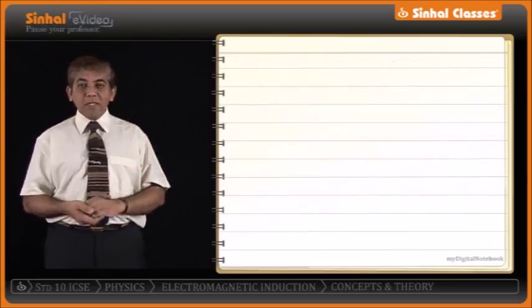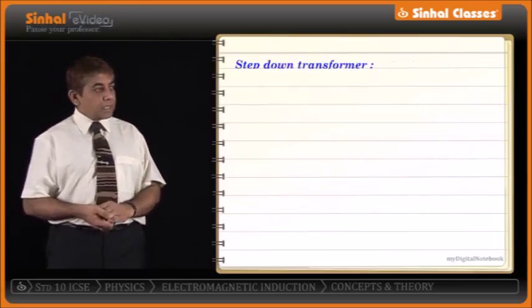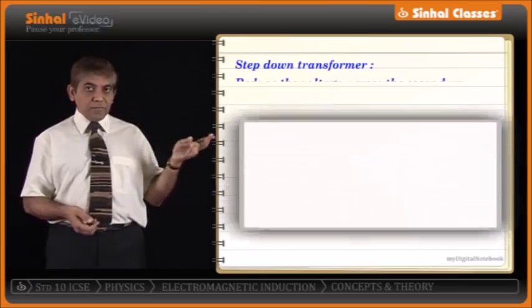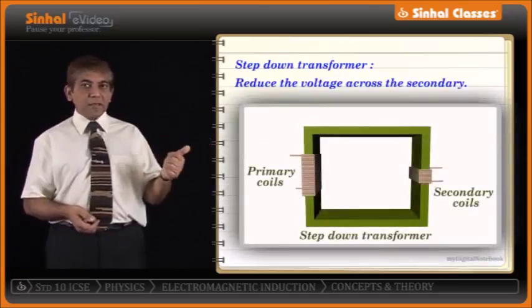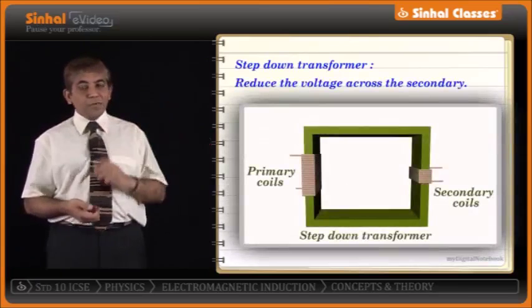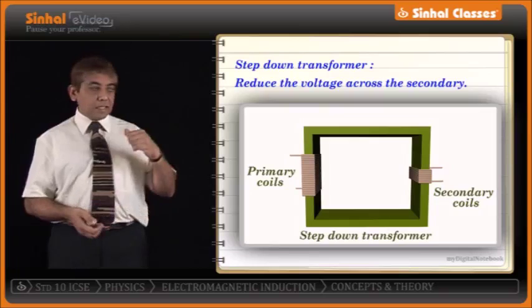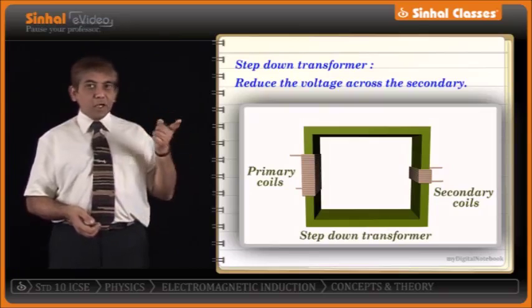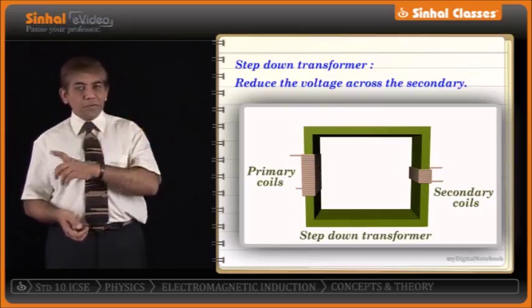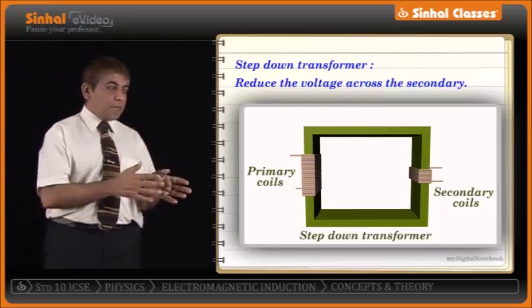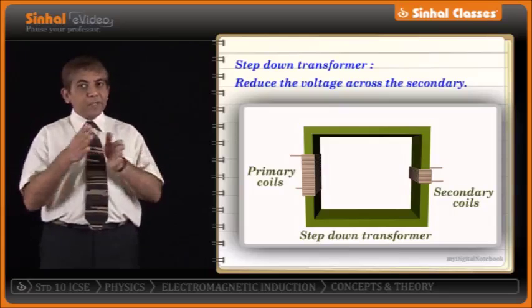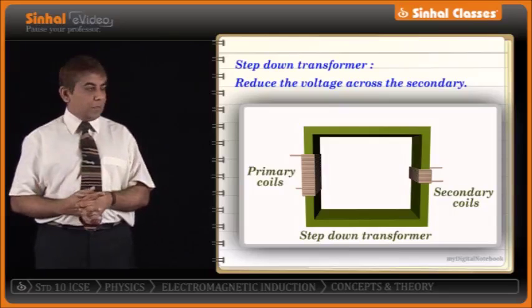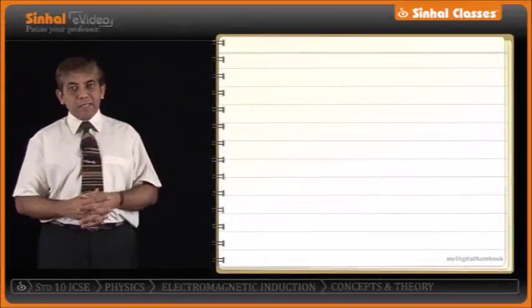Talking about step-down transformer. Again, as I said, I have to reduce the voltage across the secondary. Reduction of voltage across the secondary indirectly relates to the number of turns of the coil. That means the number of turns at the secondary should be lower than the number of turns of the primary. In comparison with primary and secondary, I see that number of turns in secondary is less than number of turns in primary. At the same time, I want lower output towards the secondary.